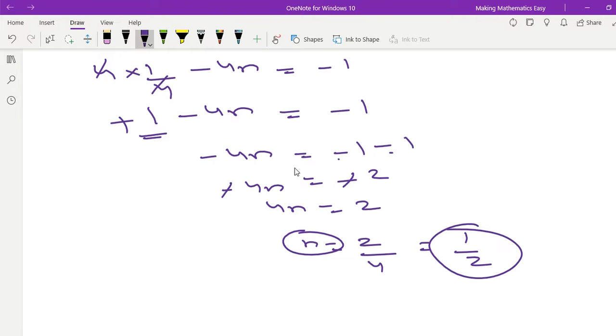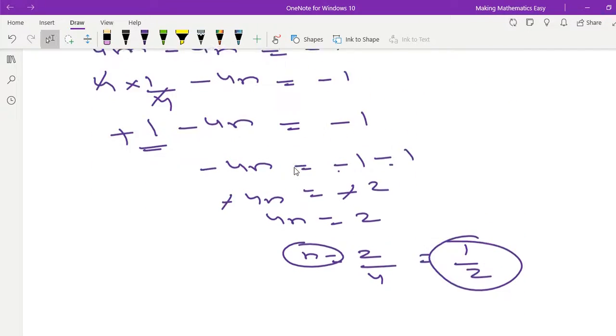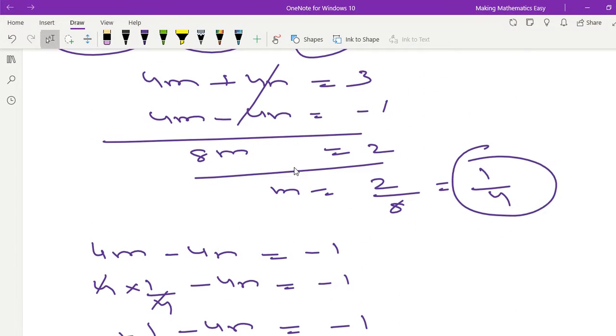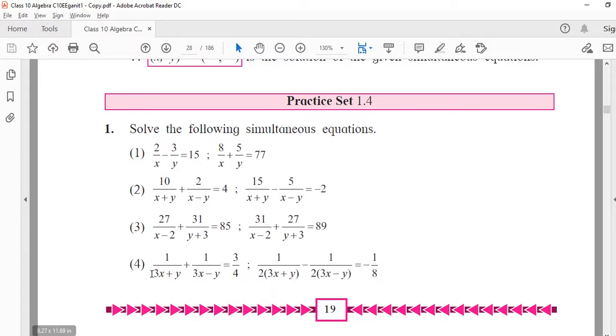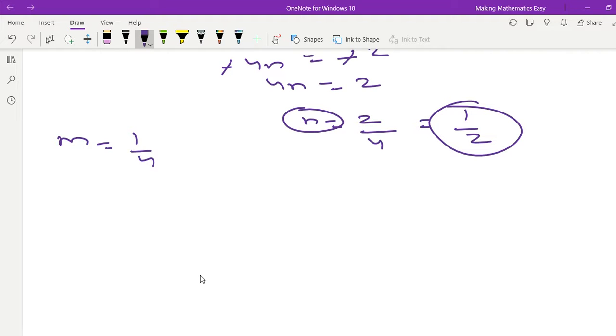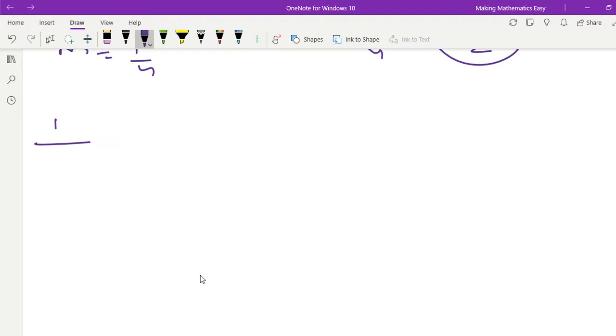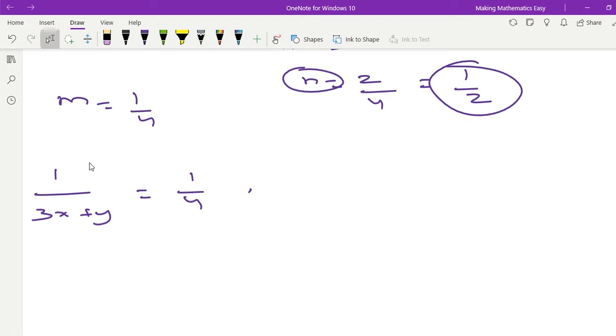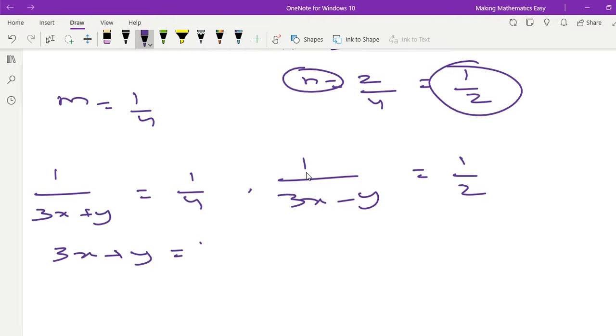So the value of n is 1 upon 2 over here, and the value of m we have got is 1 upon 4. Okay. Now let's see what we have taken as m. So let's take it directly from the question. So that was 1 upon 3x plus y. m we have got as 1 upon 4. Okay. So 1 upon 3x plus y is equal to 1 upon 4. This was m, correct? And 1 upon 3x minus y is equal to 1 upon 2. So again we will do the reciprocal for both these equations, so that will be 3x plus y is equal to 4, and this will be 3x minus y is equal to 2.